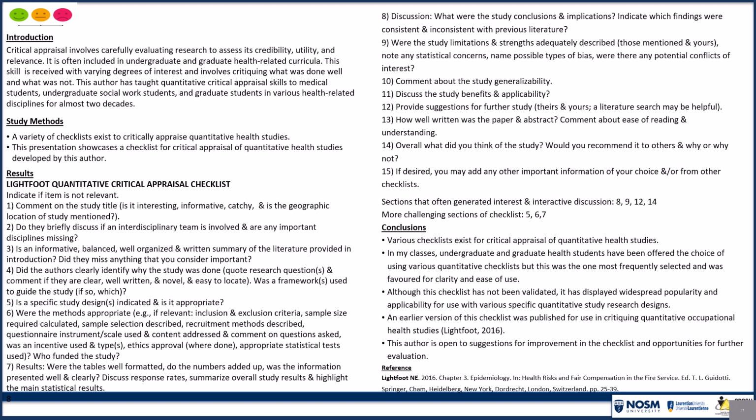Comment on the study title. Is it interesting, informative, catchy, and is the geographic location of the study mentioned? Do they briefly discuss if an interdisciplinary team is involved? And are any important disciplines missing?